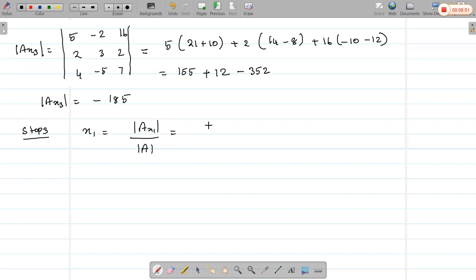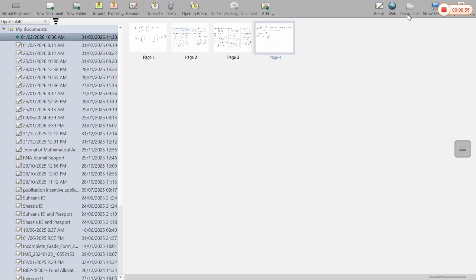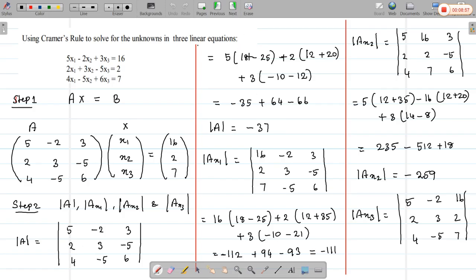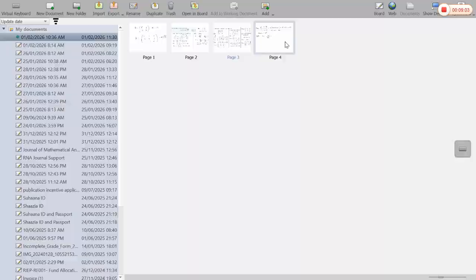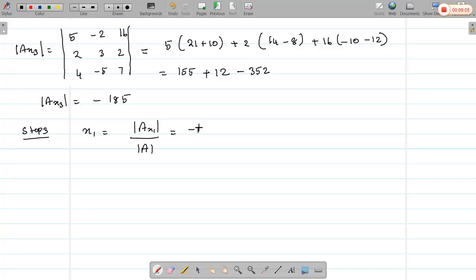What was the Ax1? Anyone noted down? What was the Ax1? Okay, I'll go back. What was Ax1? Minus 111 over 37. So minus 111 over minus 37. What do you get? Is that 3? Good.